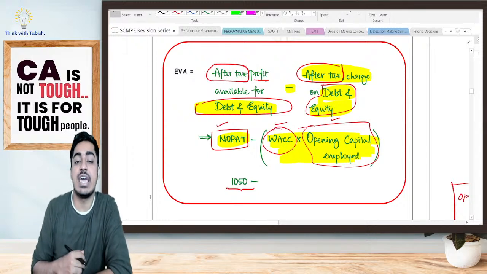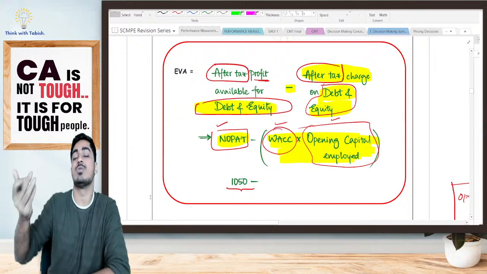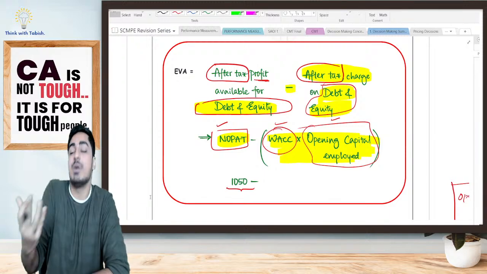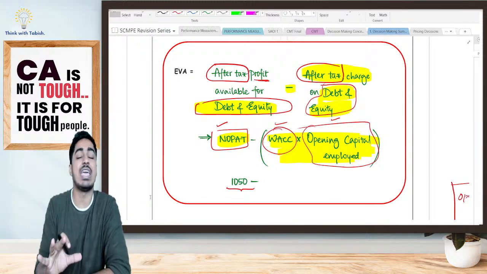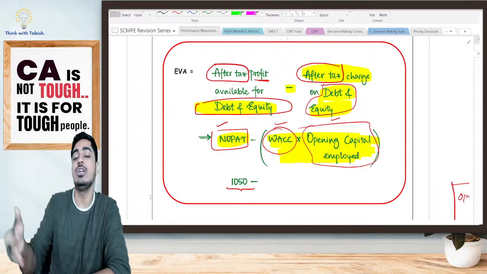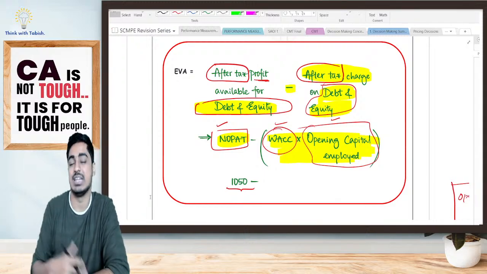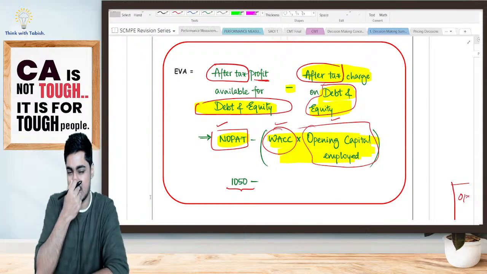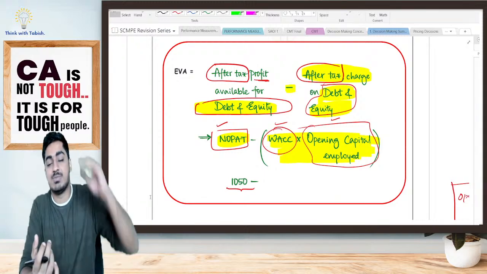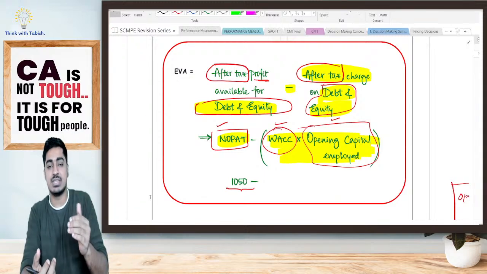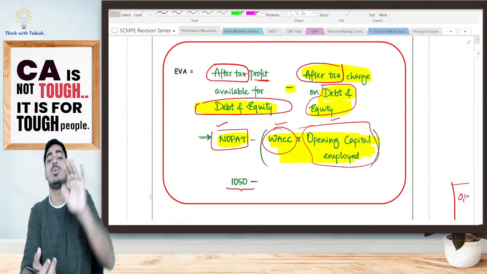What is my after tax profit? It is my NOPAT. Minus what is my after tax charge, that is my minimum amount that I want. It is my opening capital employed, that is the amount I've invested, into my weighted average cost of capital, which is nothing but my overall cost of capital. Now, how will I get my NOPAT? It is my profit after tax plus interest into 1 minus tax, or else PBIT into 1 minus tax.